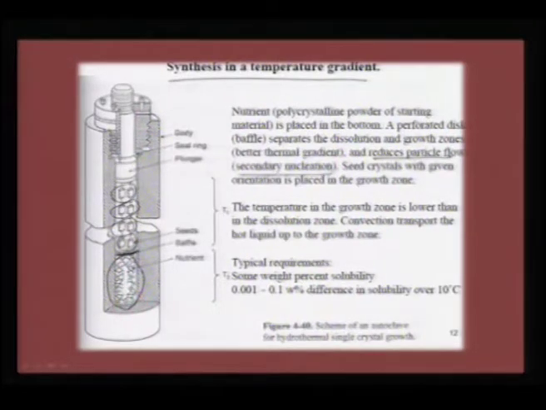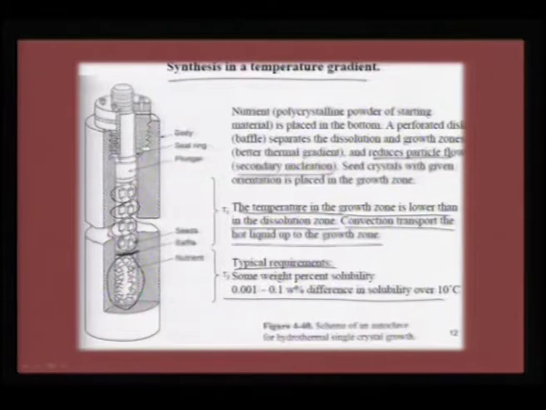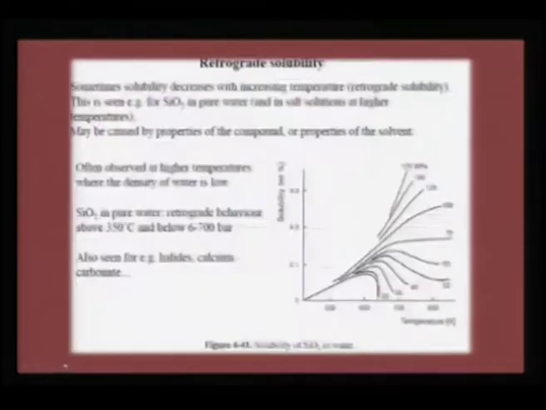So this is another way of making the larger crystals, and typical requirements are you need to have some weight percent solubility ranging from 0.001 to 0.1 weight percent, and the temperature in the growth zone has to be lower than the dissolution zone, otherwise you cannot create a progressive temperature gradient. The convection transports the hot liquid up to the growth zone, which is the way these seed crystals start acting as nucleation sites for larger crystals to grow.